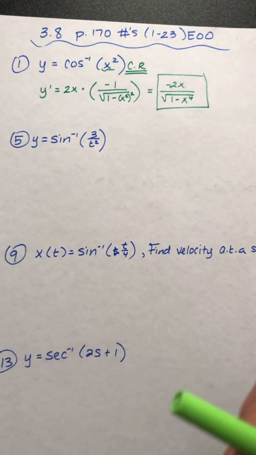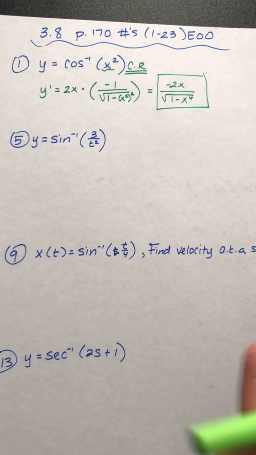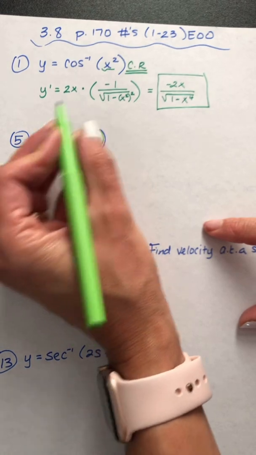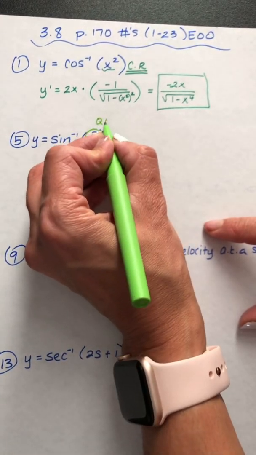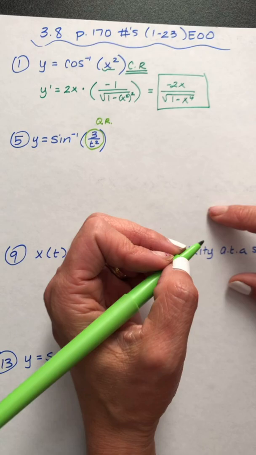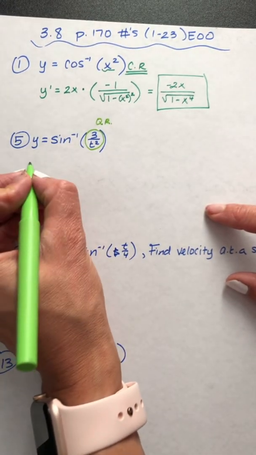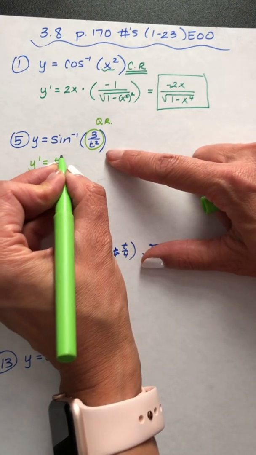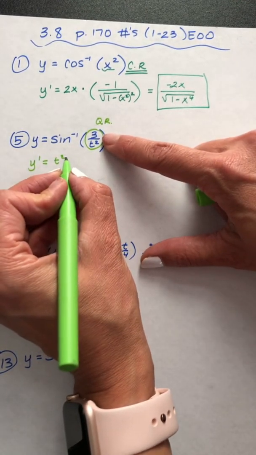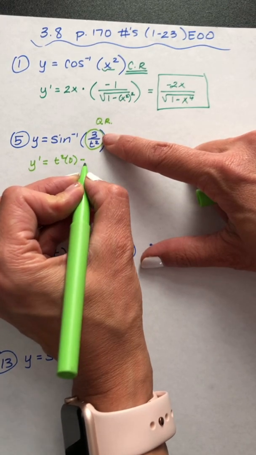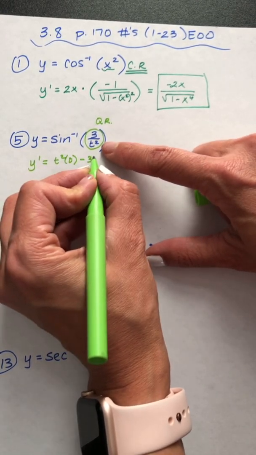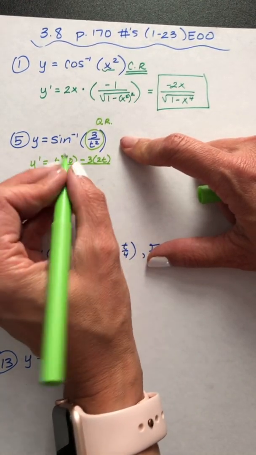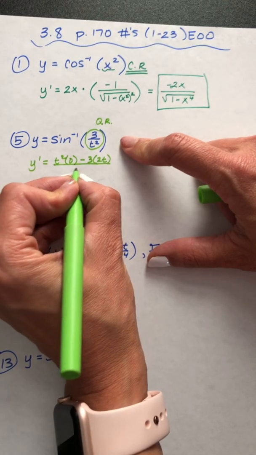Number 5, we have to differentiate y equals sine inverse of 3 over t squared. Well, because the inside here is a fraction, I'm going to have to use the quotient rule because we have to take the derivative of the inside. Okay, so I'm going to have y prime equals low, which is t squared, low d high, derivative of the high, derivative of 3 is 0, minus the high times derivative of the low, all over low squared. So t squared squared would be t to the 4th.